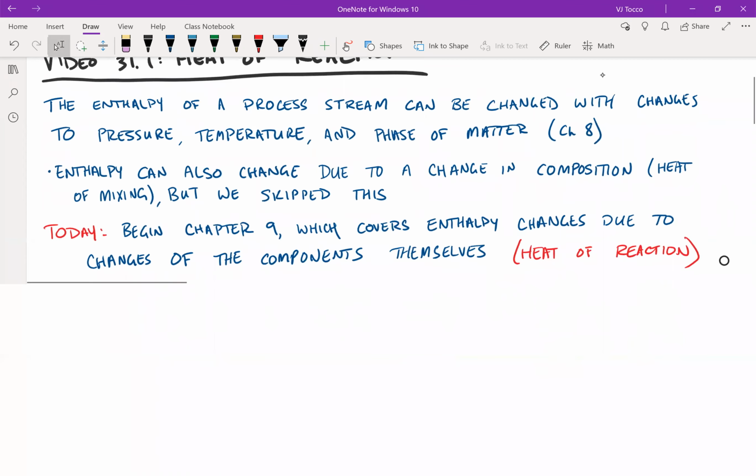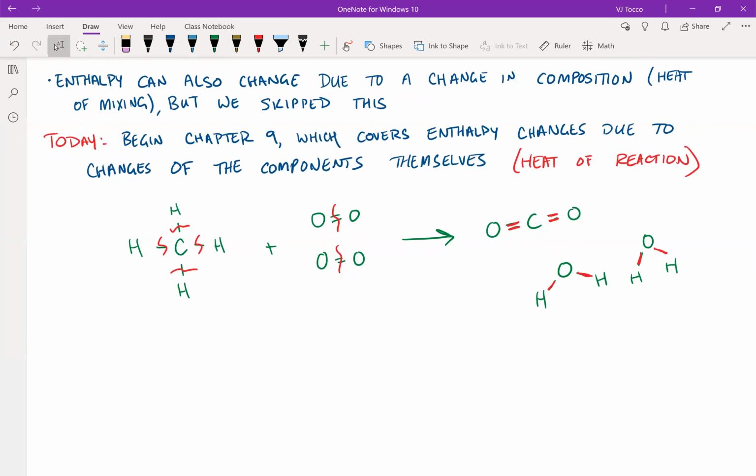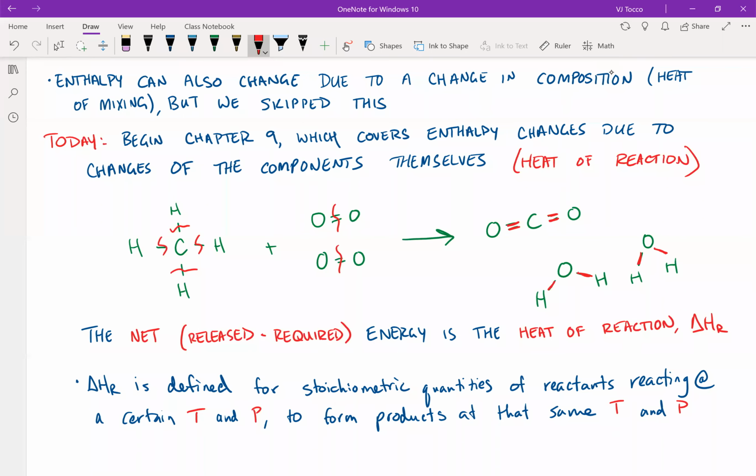We call the net release of energy, so that is the energy released minus the energy required, the heat of reaction. So delta HR is the symbol for the heat of reaction. And it's important to note that that is defined for a stoichiometric quantity of reactants reacting at a certain temperature and pressure to form products at that same temperature and pressure. So just like the enthalpy of vaporization was a function of temperature and pressure, the heat of reaction will be a function of temperature and pressure as well.